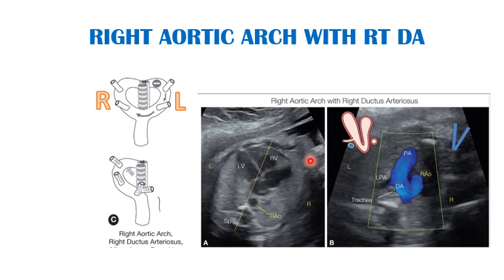In grayscale, in the four-chamber view, we can see the descending aorta on the right side. This is the most important diagnostic point. Here in the three-vessel trachea view in color Doppler, we can see the right aortic arch and ductal arch both forming a V sign on the right side of the trachea.